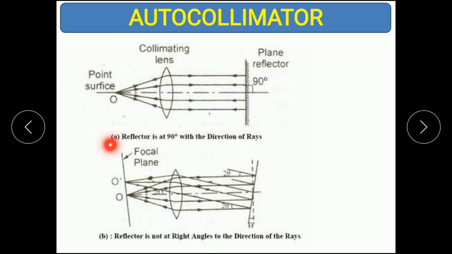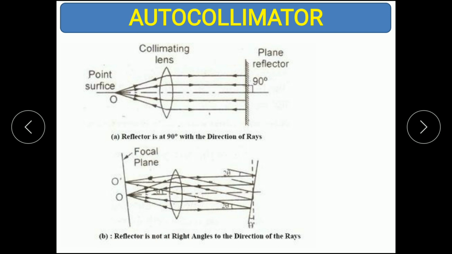So that is a reflector at 90° with the direction of rays. But when the reflecting surface is not like this, it is not 90° to the flowing rays. Look, this is the direction of rays and this is the reflecting surface. So here the reflecting surface is not 90° to the direction of rays. The reflector is not at right angles to the direction of rays.